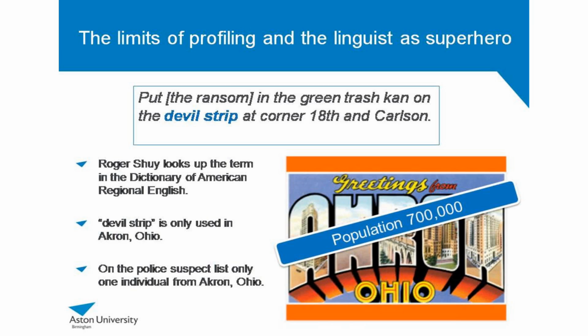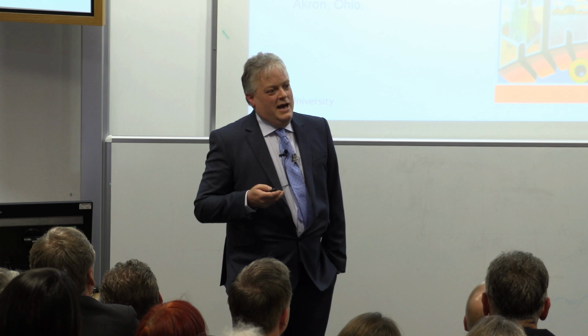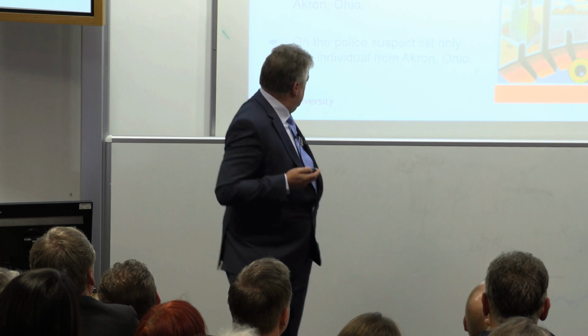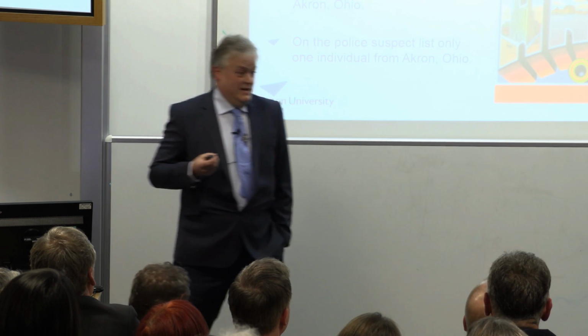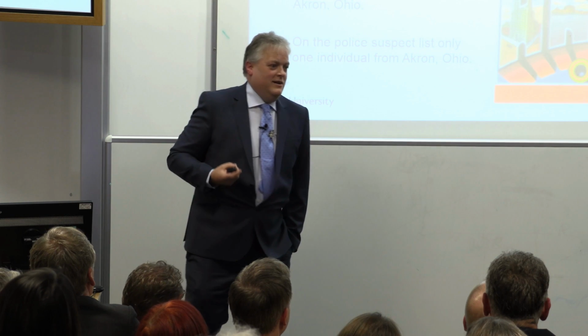Okay, this is a ransom note. Put the ransom in the green trash can on the Devil Strip at the corner of 18th and Carlson. Okay, and this is a story that's told and retold in your first forensic linguistics class. Okay, and what happened is an American forensic linguist, who really is a forensic linguistic superhero, looks up the term in the Dictionary of American English and says Devil Strip is only used in Akron, Ohio. Okay, and so he asked the police, do you have a suspect from Akron, Ohio? They do. They kick in the door, they arrest him, and it was the guy.